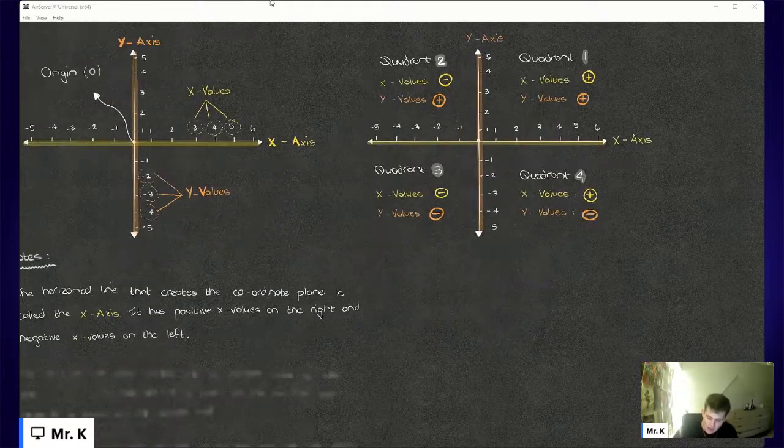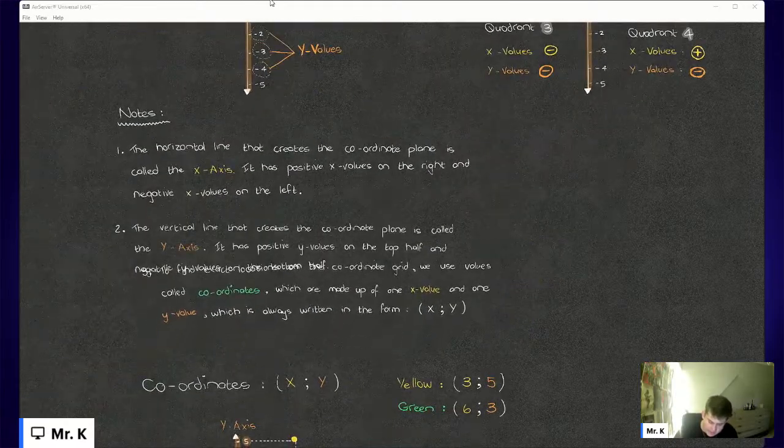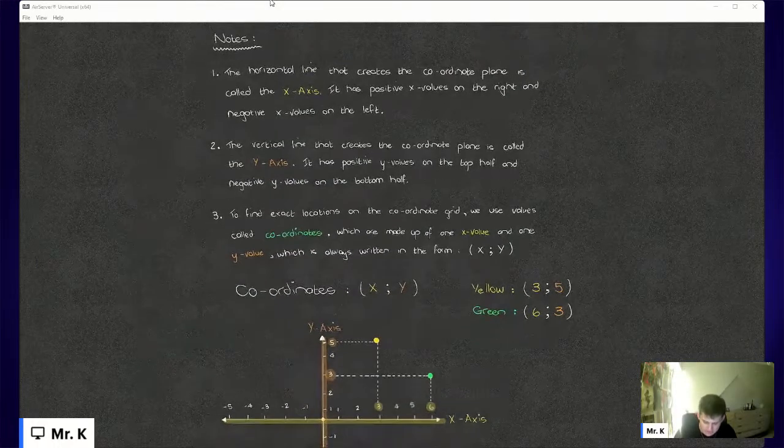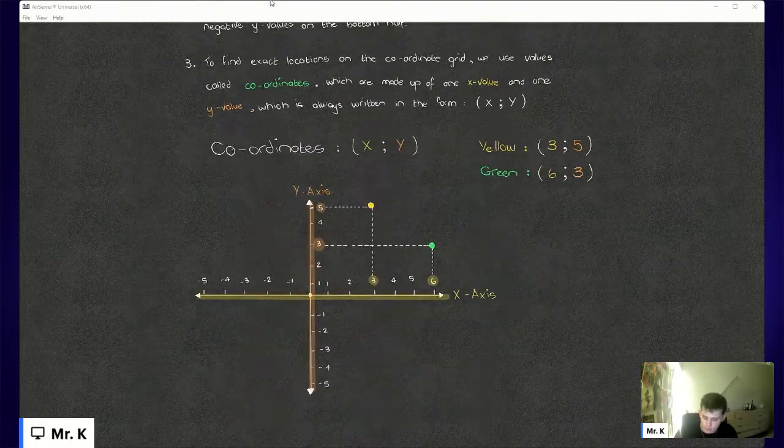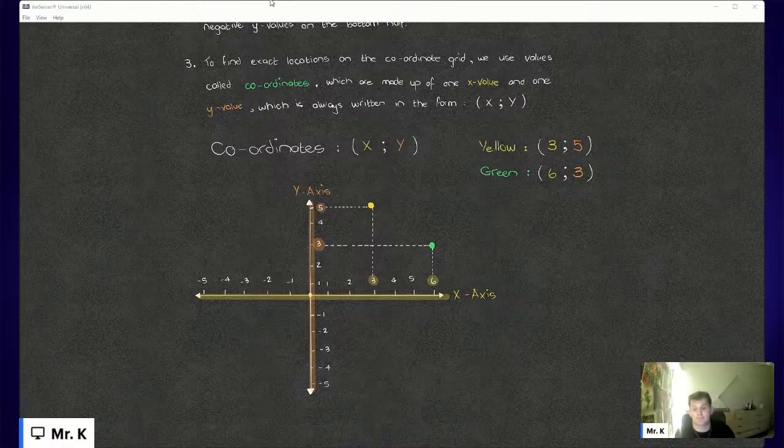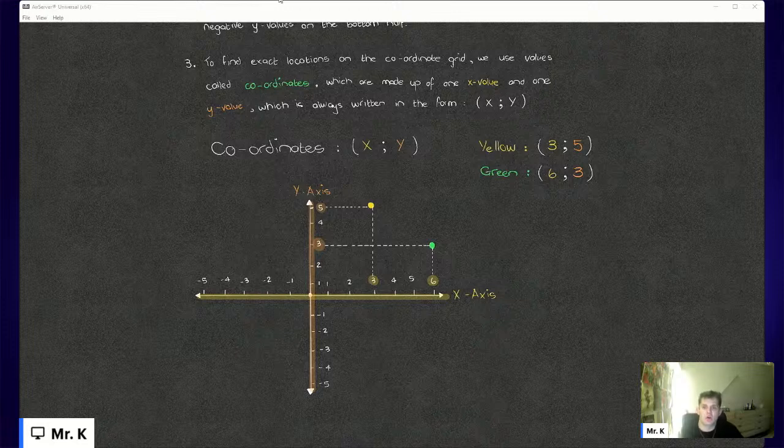Okay. And after learning all of this, grade sevens, you guys found out that we talk about a specific location on this grid by using coordinates, okay? And coordinates are always written in the form x, y, and we took a look at how we find two coordinates, but we're going to go through this in a lot more detail next week.